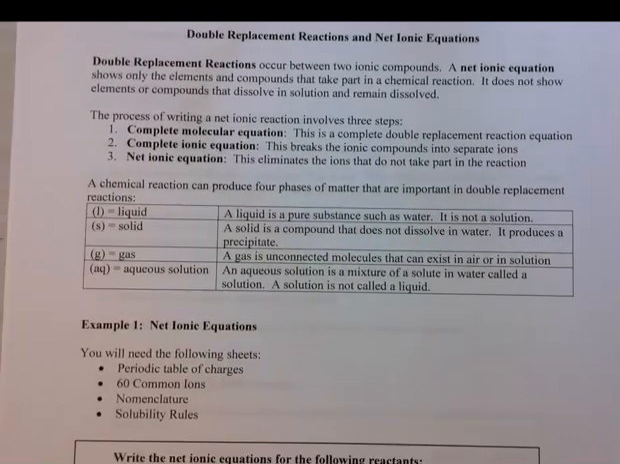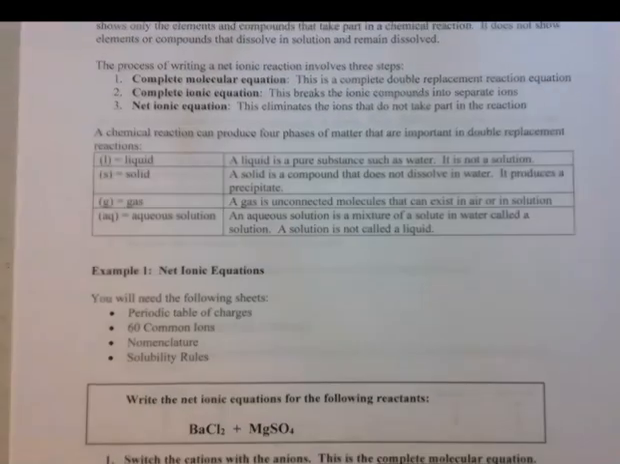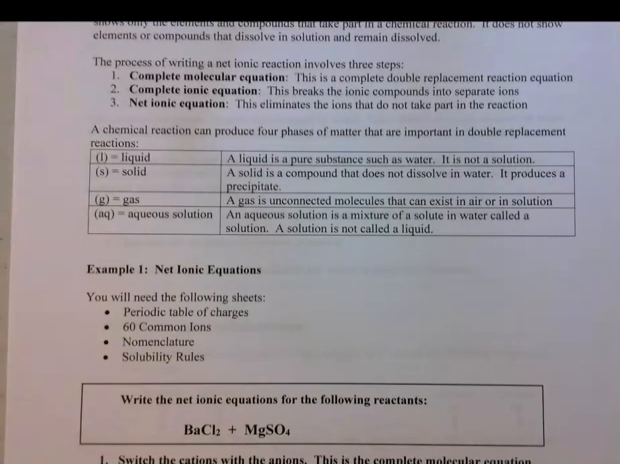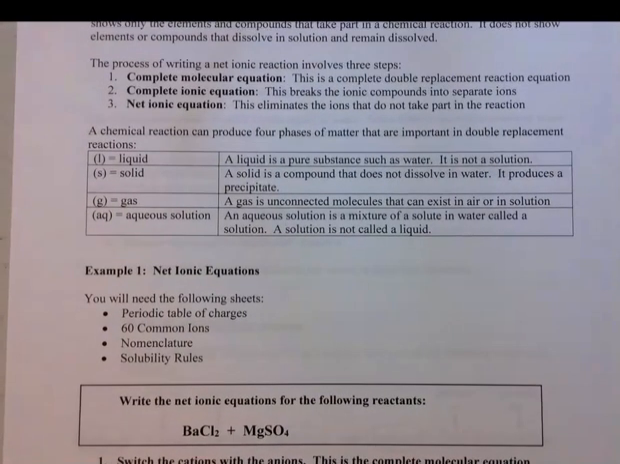Okay, so now we're going to get into an example, and it will make a lot of this a lot clearer. To do this example, you're going to need three things. You're going to need your periodic table of charges.